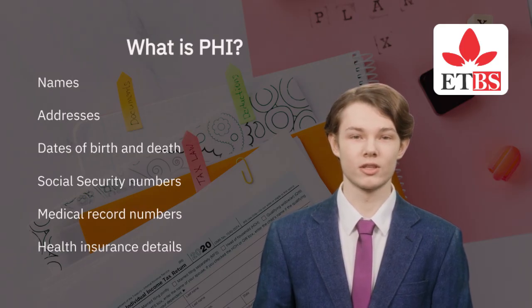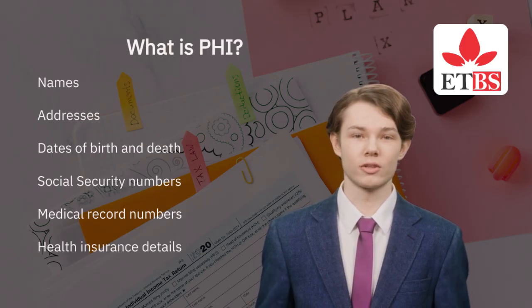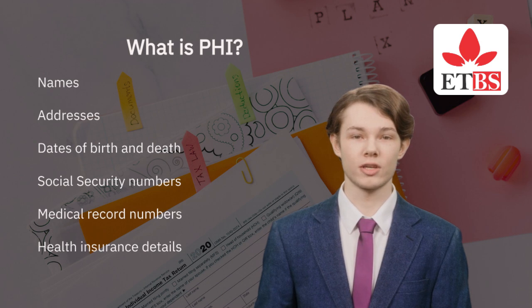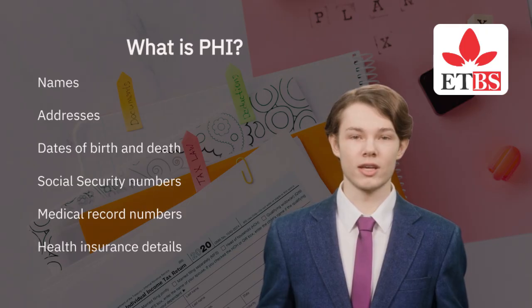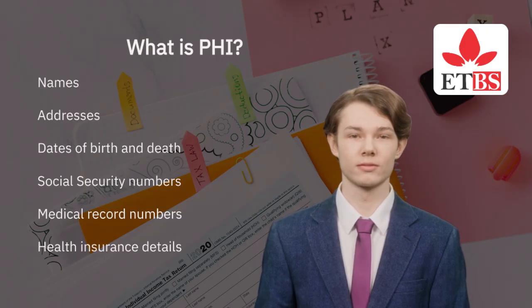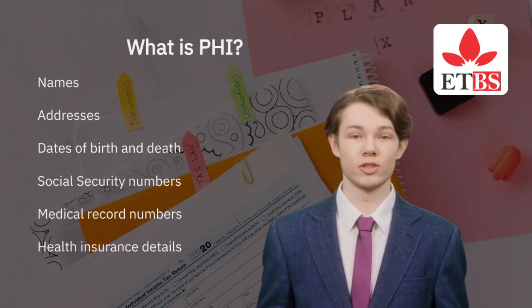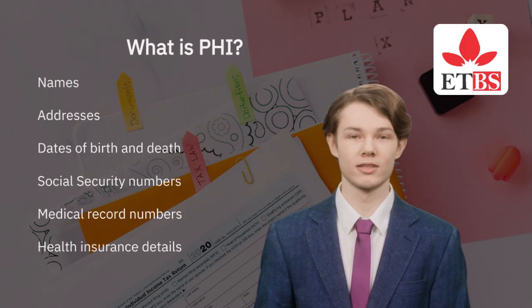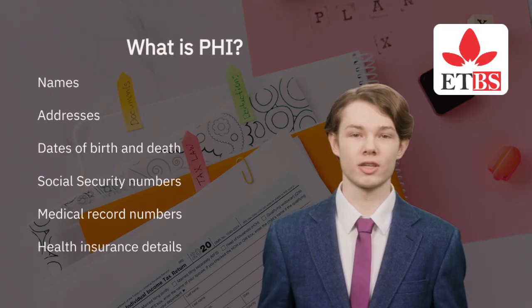Protected Health Information. PHI refers to any individually identifiable health information held or transmitted by a covered entity or business associate. PHI includes data such as names, addresses, dates of birth and death, social security numbers, medical record numbers, health insurance details, biometrics, lab results, scans, treatment history. There are 18 specific identifiers that classify information as PHI under HIPAA.